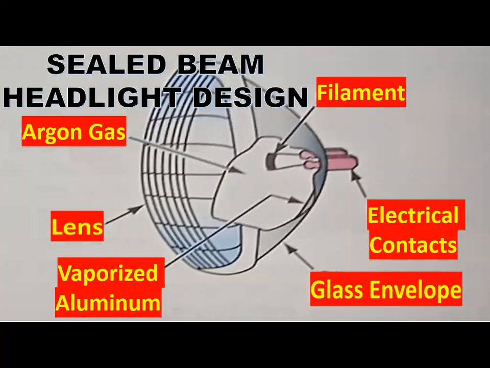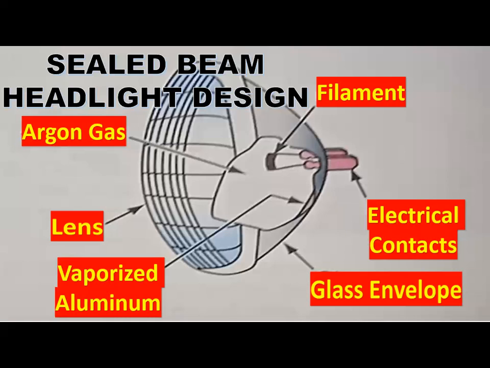Seal beam headlights may be round or rectangular shaped. Seal beam headlights have a parabolic reflector sprayed with vaporized aluminum in the rear of the seal beam. This reflector is fused to a glass lens in the manufacturing process. All the oxygen is removed from the seal beam and then it is filled with argon gas. Argon gas is an inert gas. If oxygen were allowed to remain in the seal beam, the filament would become oxidized and burn out quickly.